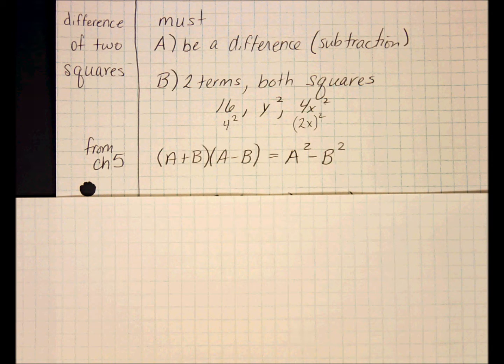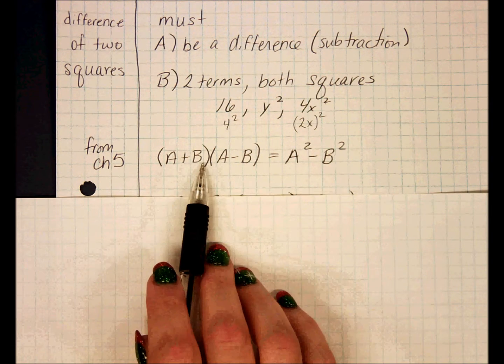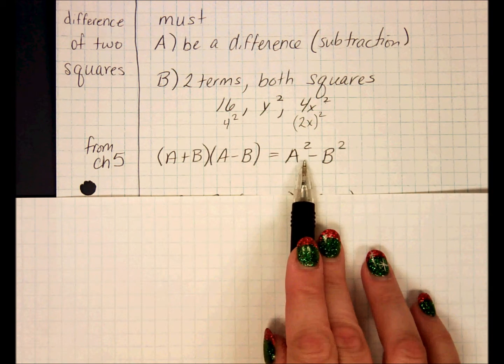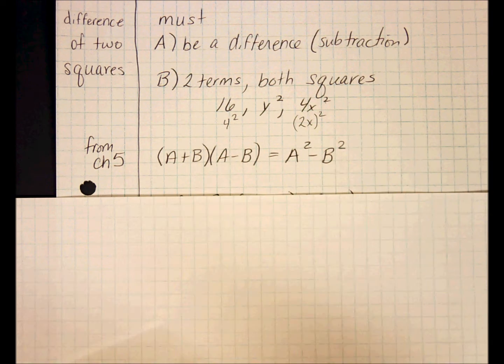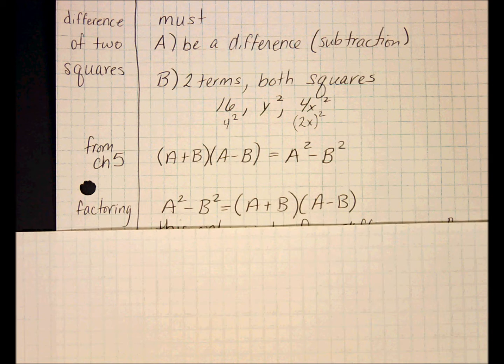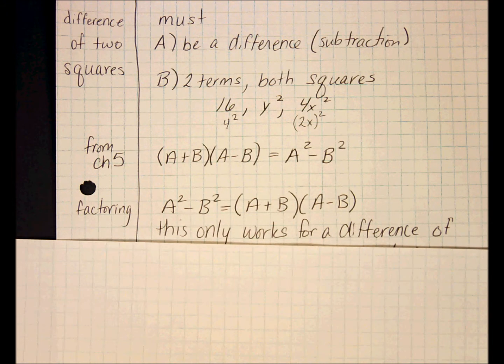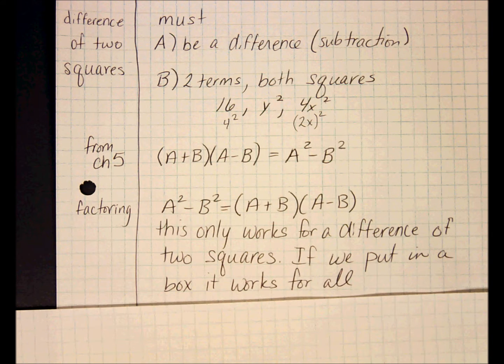Back in chapter 5, if you were to multiply together a plus b times a minus b, and you put it in the box, you would end up with a final answer of a squared minus b squared. And some of you caught on to that, and that's good. Because now in this section, if you start with a squared minus b squared, you know you're going to get a plus b times a minus b. So this only works if you're looking at a difference of two squares.